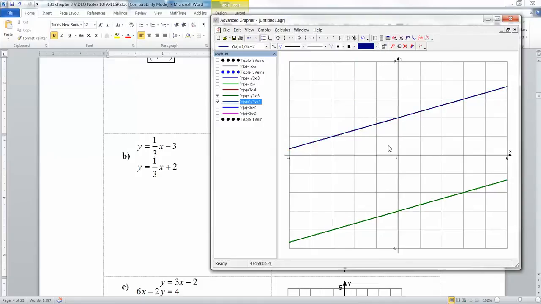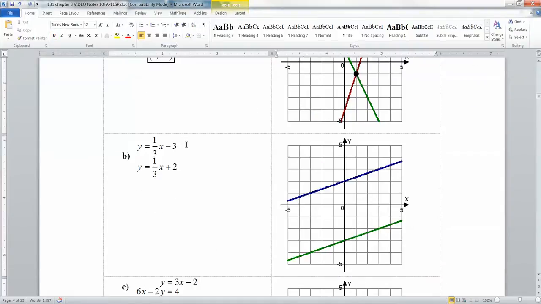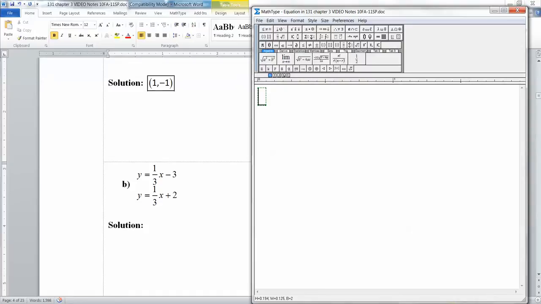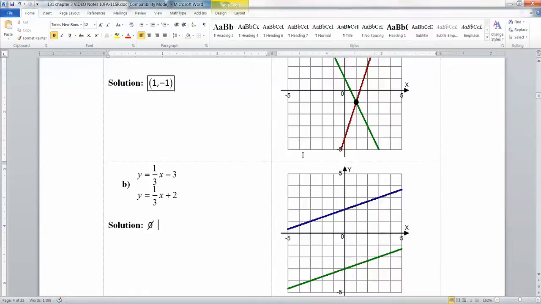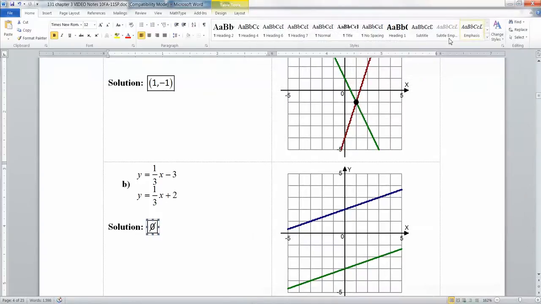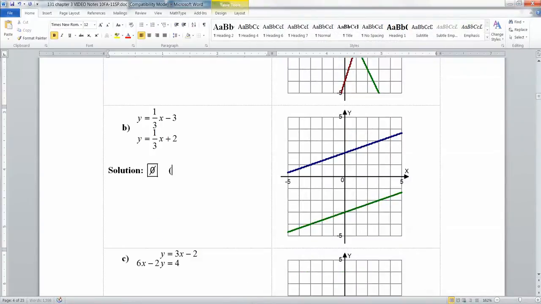There we go. And you can see, hopefully, that these are never going to meet, right? And hopefully you could spot that right away. See how they both have a third? So your solution is the empty set. There we go. There is no answer. The empty set, the null set, there's no solution, right? Because the lines are parallel. They will never intersect. Okay.